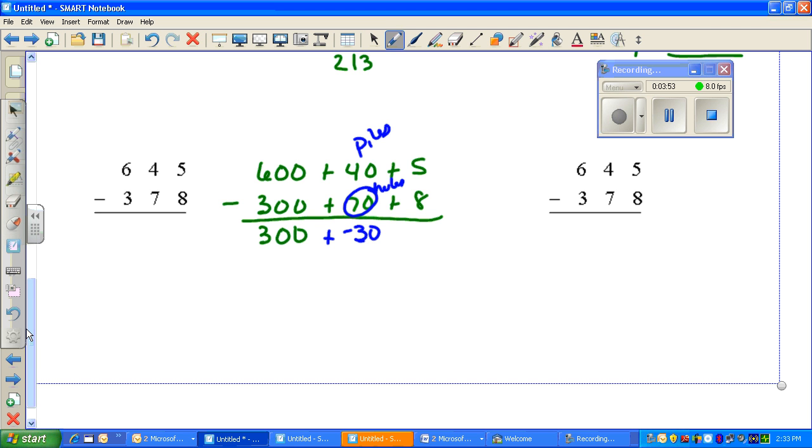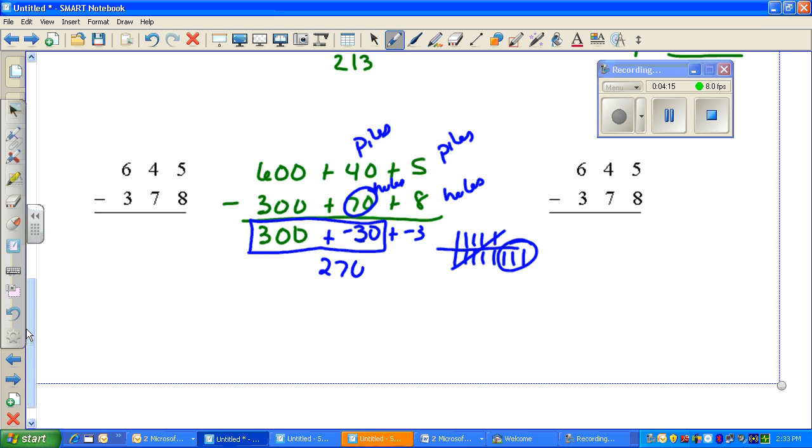Same idea goes with the 5 and the 8. 5 piles, 8 wholes. If I was to draw them, 5 piles, 8 wholes, 0 state, left with 3 wholes. So now I just take it and I go 300, take away 30 is 270, take 3 off of that is 267.